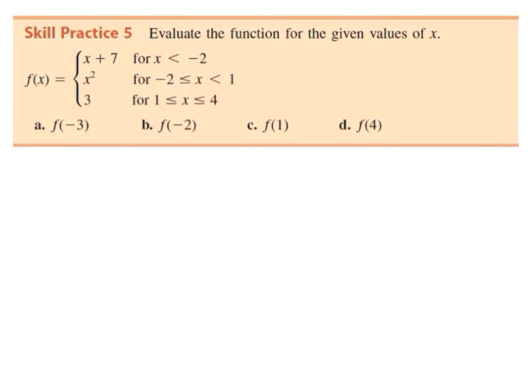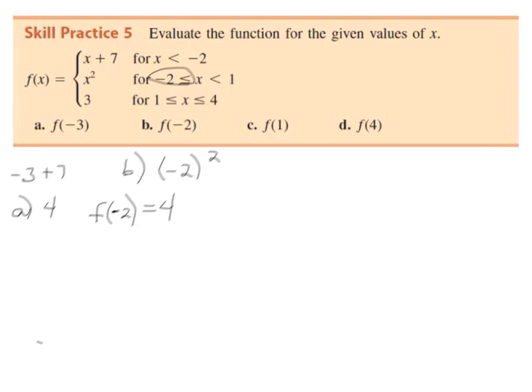All right, so let's look at these real quickly. Negative 3 is less than negative 2, so we'll say negative 3 plus 7. So A is going to be 4. f of negative 3 equals 4. For B, we've got negative 2. Well, negative 2 is in 2 places, but it's the second one that includes the negative 2. It's got less than or equal to negative 2, so it's going to be negative 2 squared, which is 4. So f of negative 2 equals 4.